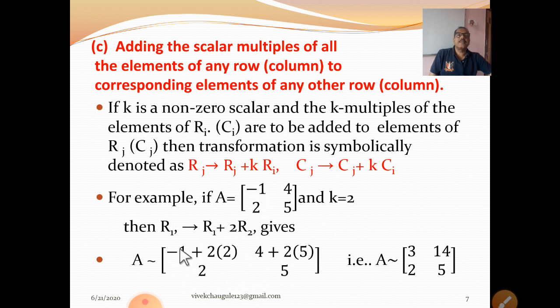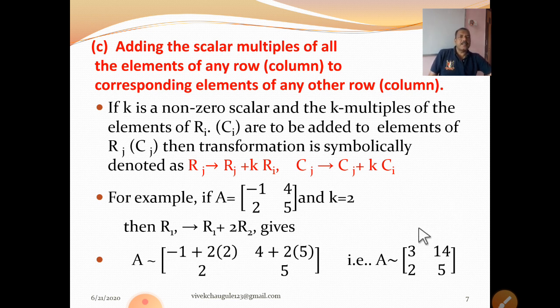For R1, the first element is minus 1 plus 2 into the corresponding element of R2, which is 2. So we write minus 1 plus 2 into 2. Similarly, the second element is 4 plus 2 into 5. Therefore A is equivalent to 2 into 2 is 4, 4 minus 1 is 3, and 2 fives are 10 plus 4 is 14, and the second row, 2 5, stays as it is. Therefore the new matrix is A equivalent to 3 14, 2 5. This transformation is on the row, and therefore we write it like this.